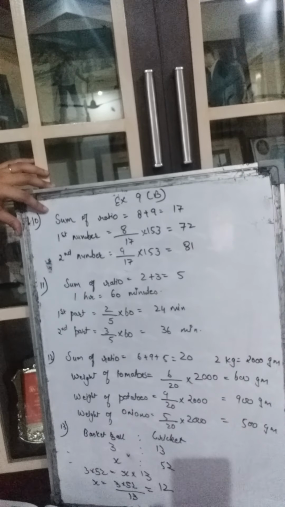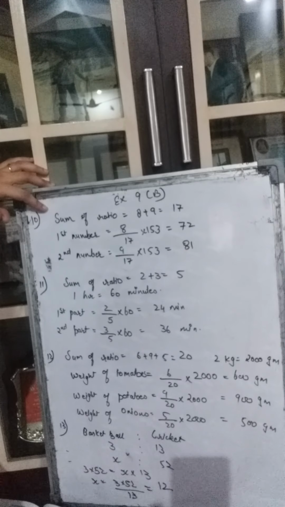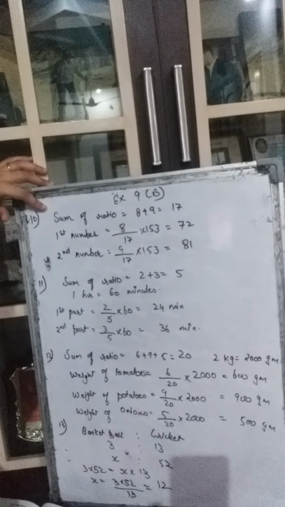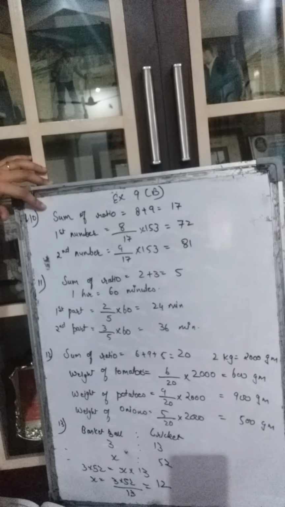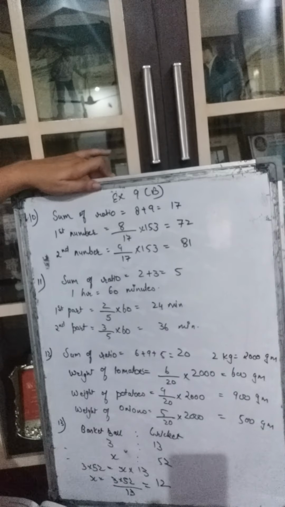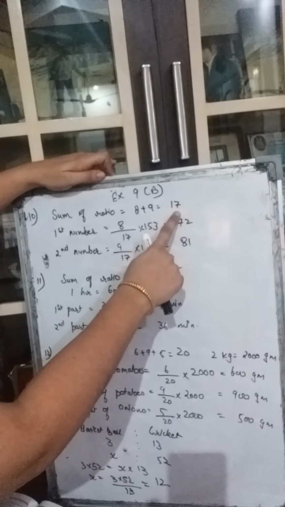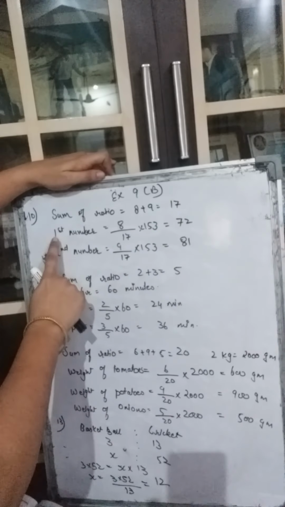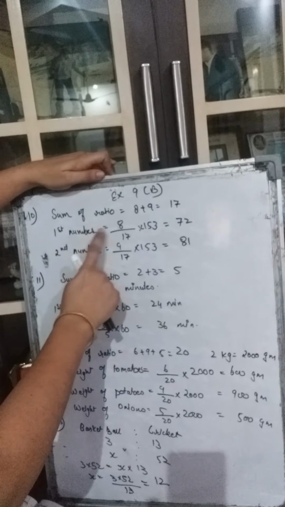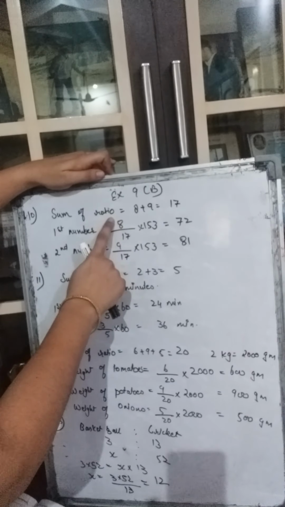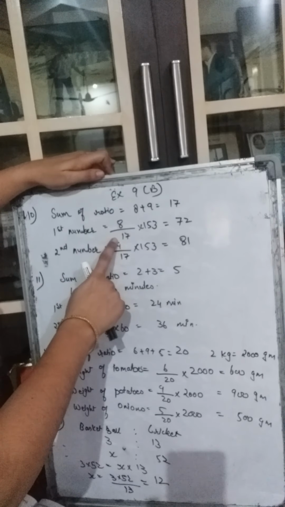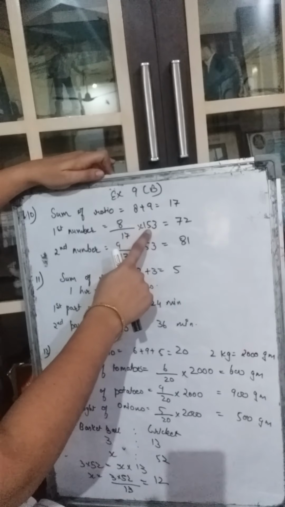The 10th question says that two numbers are in ratio 8:9. If the sum of the numbers is 153, find the numbers. So here we will find the sum of the ratios, that is 8 plus 9 is equal to 17. Now how will we find the first number? The first number will be the first ratio 8 upon the sum of the ratio, that is 17, into 153.